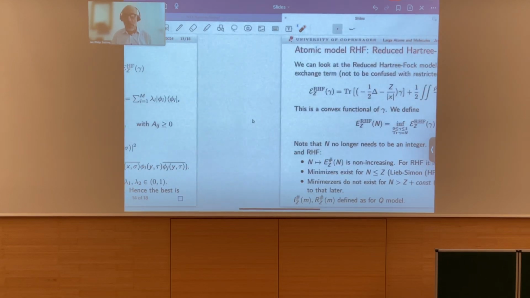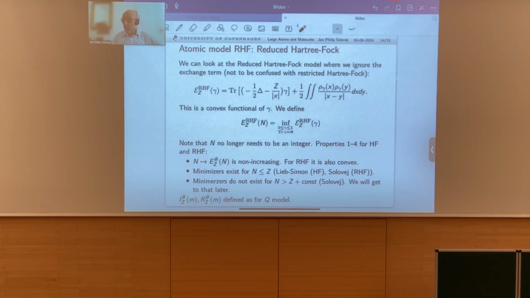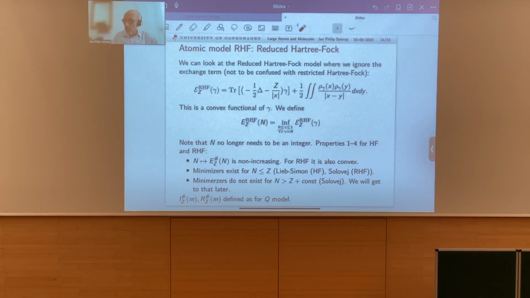For the reduced Hartree-Fock, where we remove the exchange term, then the density will actually be spherically symmetric because of the convexity of this function. And again, just as I did with all the other models, I define E^RHF(N), the energy with N electrons, to be the infimum over 0 less than or equal to gamma less than or equal to 1, and then this functional that I wrote there with the condition trace gamma equals N. But now there's no longer any reason for N to be an integer. N can be any non-negative value.